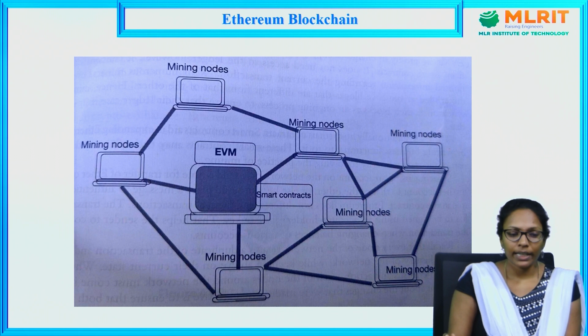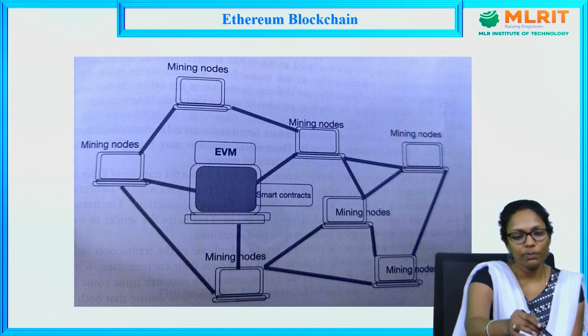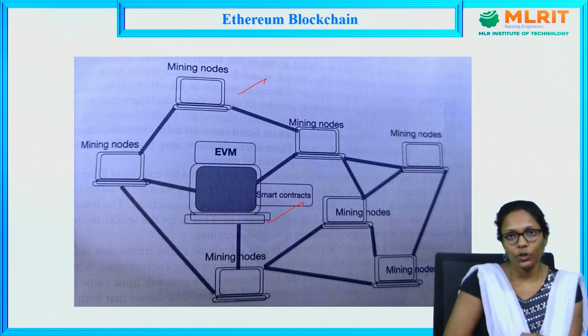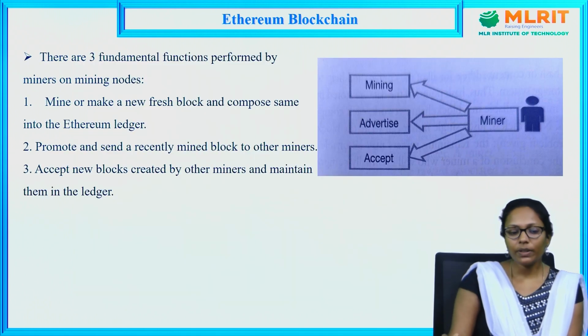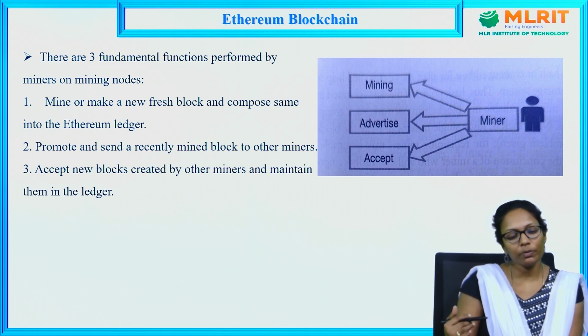So this is the diagram of Ethereum blockchain, where it is containing two types of nodes. One is the mining node and the other one is the Ethereum virtual machine. This Ethereum virtual machine is containing the smart contract. There are three fundamental functions performed by the mining nodes. The mining nodes are responsible for these three tasks.